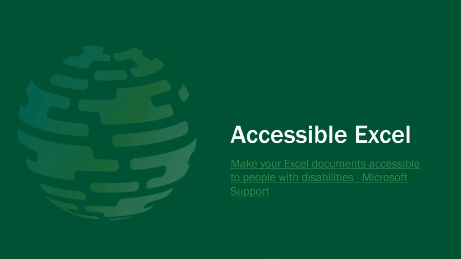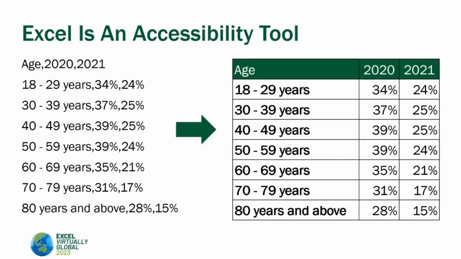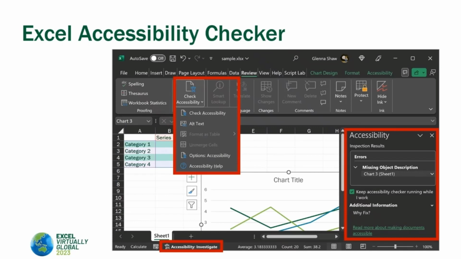Now let's discuss how to make your Excel spreadsheets accessible. Excel is inherently an accessibility tool. It takes linear data and presents it in a tabular format that is easier to understand and absorb. Imagine if the only way you could work with data was in a comma-delimited format.